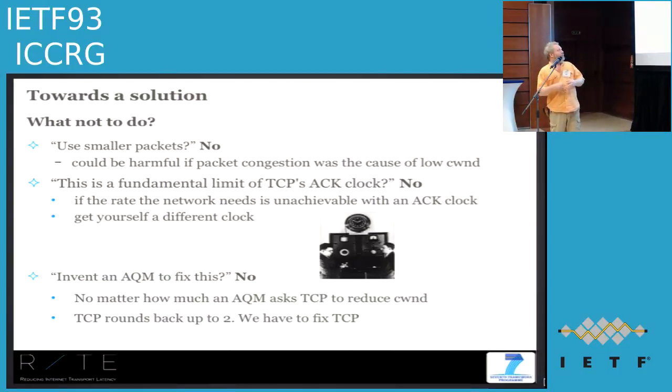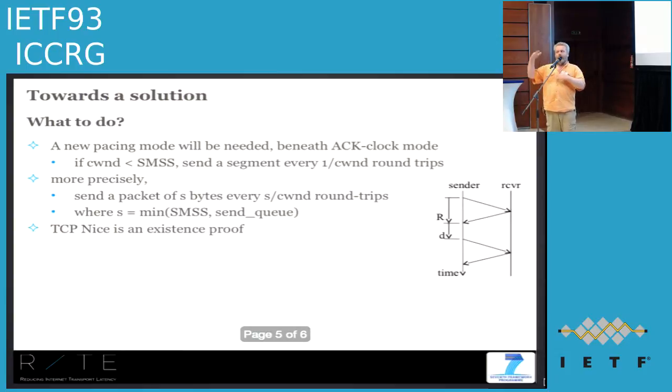Right. So all I'm saying is we need a new pacing mode under a window of 2, and it needs to essentially do what TCP nice did, which is pace out the packets so that you get 1 over the window packets, round trip times per packet, rather than window packets per round trip time. Right? And I won't go with any of the rest.